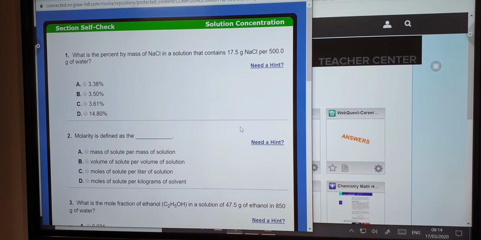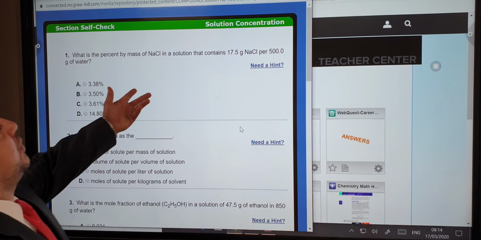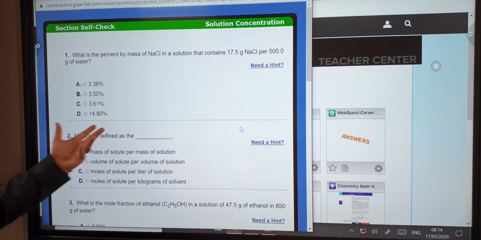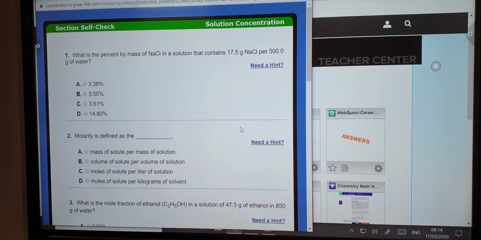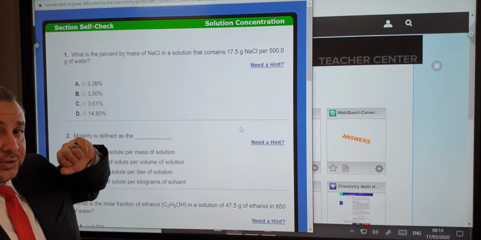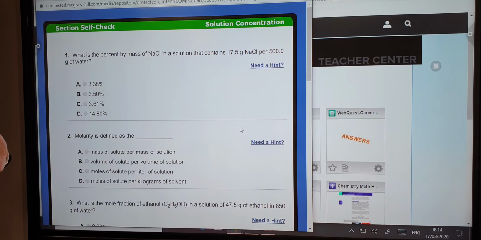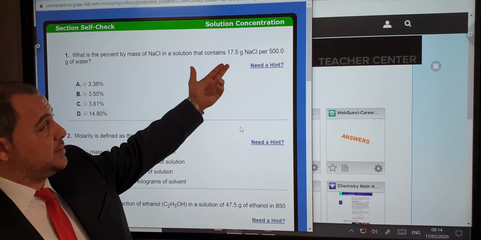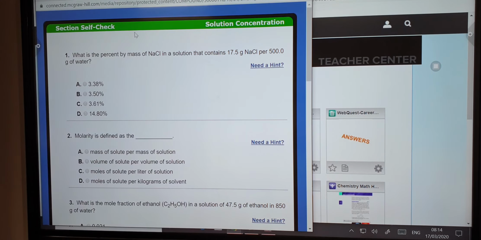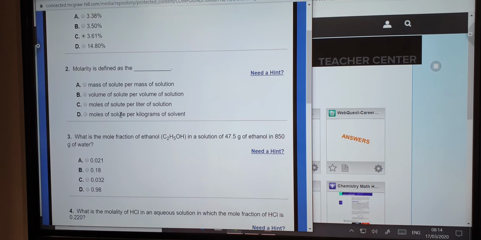Okay. Number 1. What is the percent by mass of NaCl in a solution that contains 17.5 gram NaCl per 500 gram of water? Okay, so we are going to solve these problems. The percentage by mass: first, we must get the molar mass of NaCl, which equals 58.5 that we calculated before. Then the mass of NaCl divided by the mass of water, and we are going to calculate it.